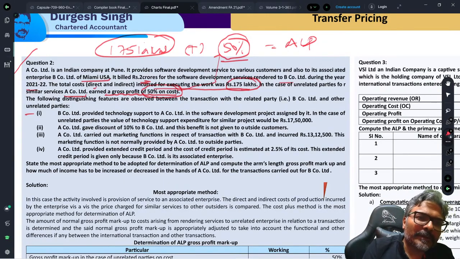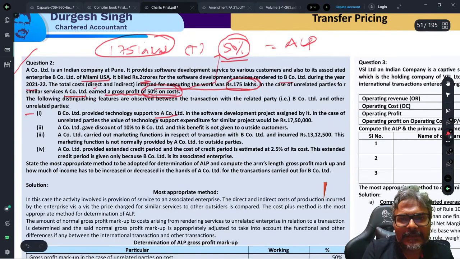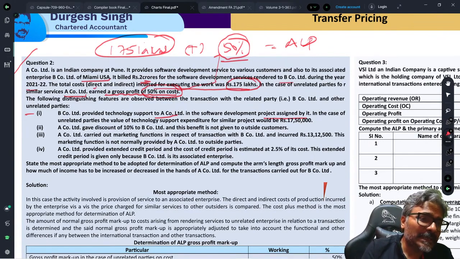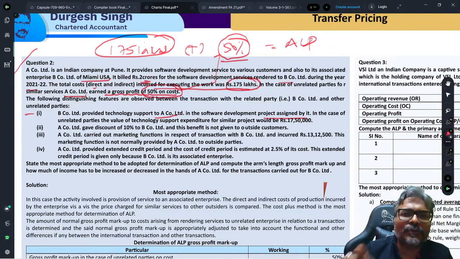Uncommon factor point number one: B Company Limited provided the technology support to A Company Limited in the software development project assigned by it. So be careful, students. B Company Limited is providing the technology support to A Company Limited. So they are providing what? This technology support to A Company Limited in the software development project assigned by it.